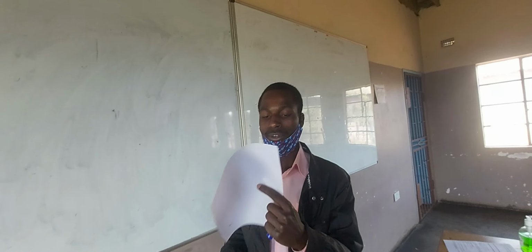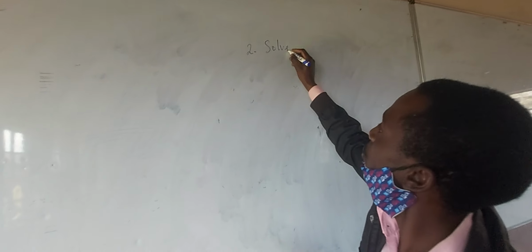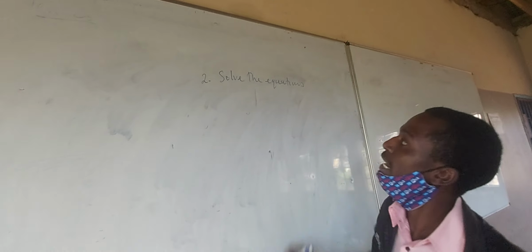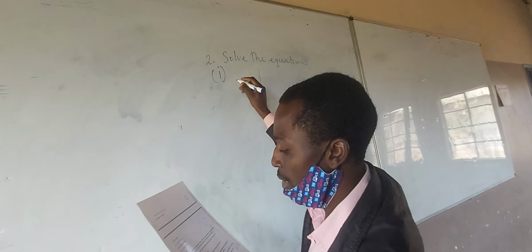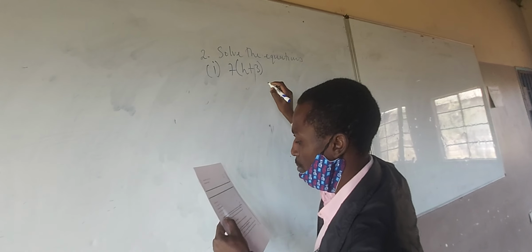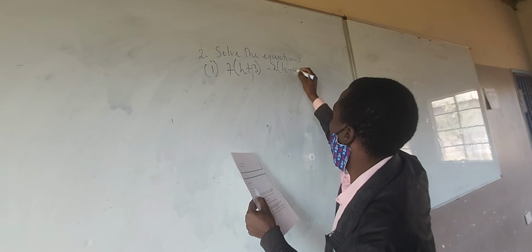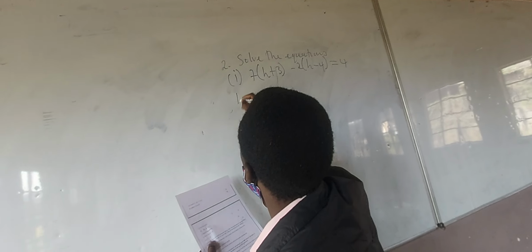Right, now we are moving on to question number 2, which was saying solve the equations. The equations were given. Item 1 saying 7 times h plus 3, minus 2 times h minus 4 was equivalent to 4, right?